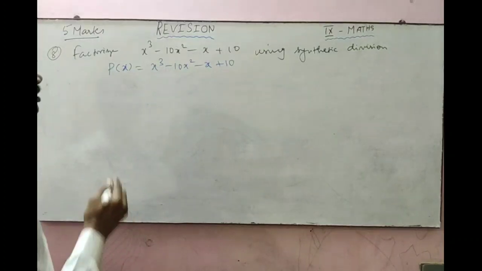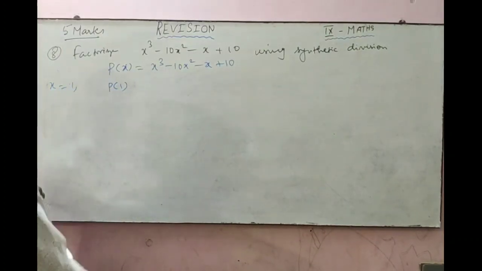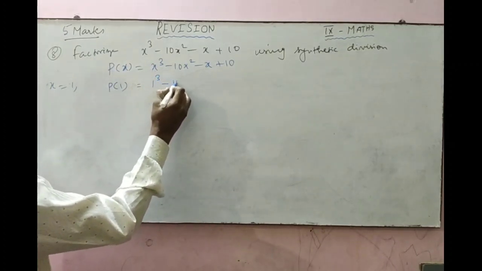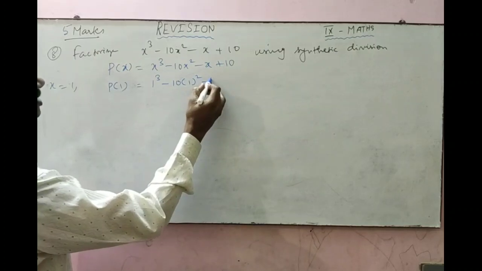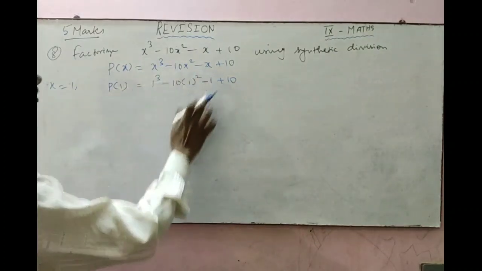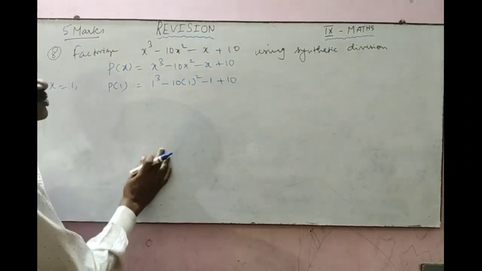Now I am going to substitute x as 1. When x is equal to 1, you will get the answer as 1 cube minus 10 into 1 square minus 1 plus 10. I am going to substitute 1 for this polynomial. In the polynomial, wherever there is x, we are going to substitute 1.